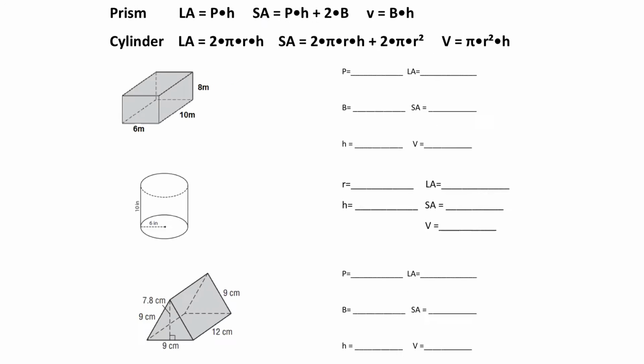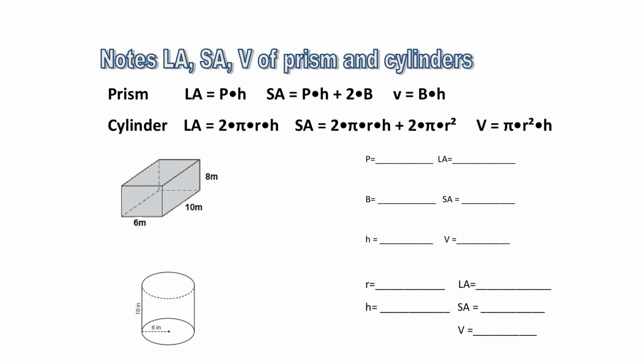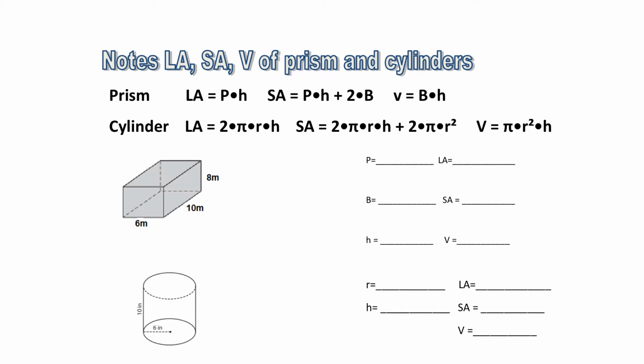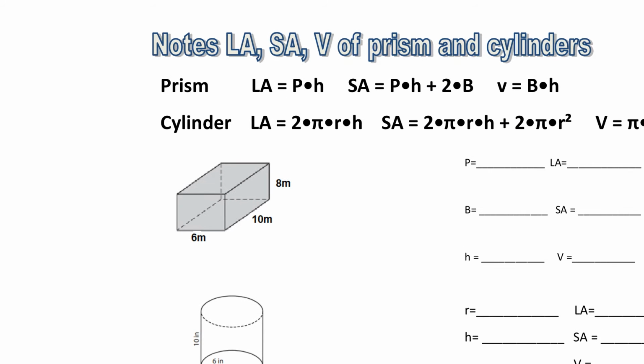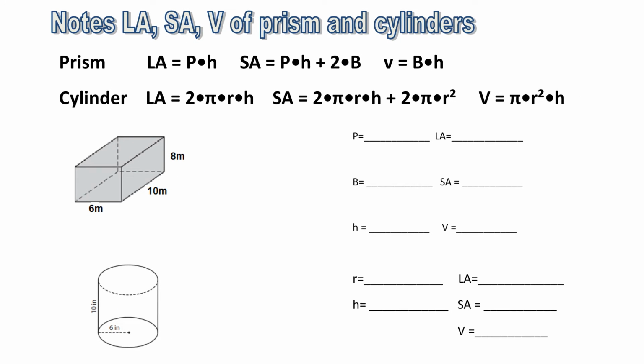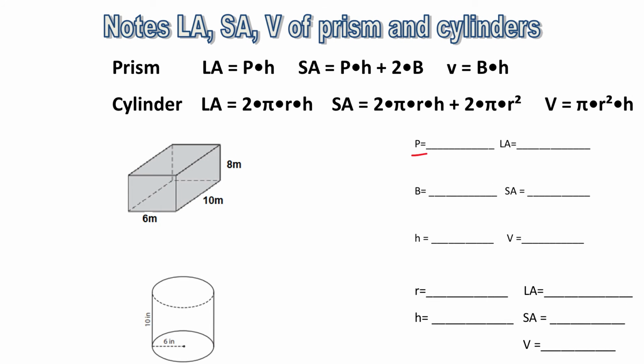Okay, so on this side, I've got all the formulas listed for you there. So on this first one, what is this? A rectangular prism. So again, capital P stands for what? Perimeter of the base. So I'm looking for the perimeter down here, 6 plus 10 plus 6 plus 10. 32. Okay, capital B is the area of the base, so I'm looking for the area of this rectangle. 6 times 10 is 60.